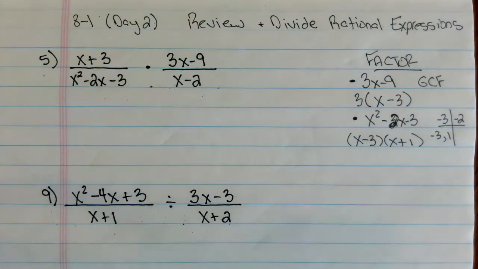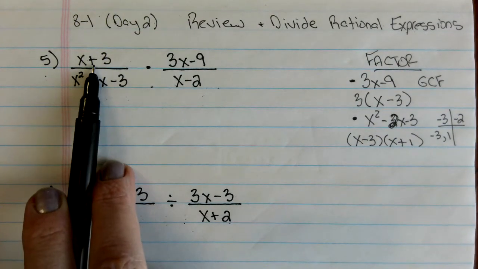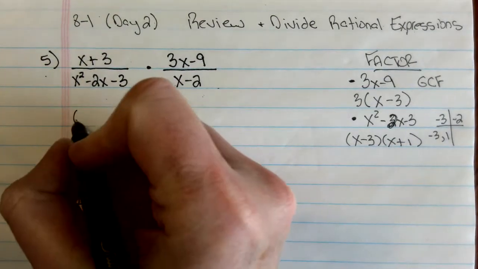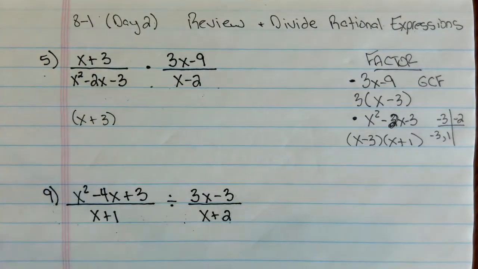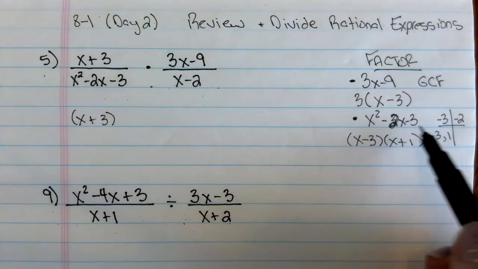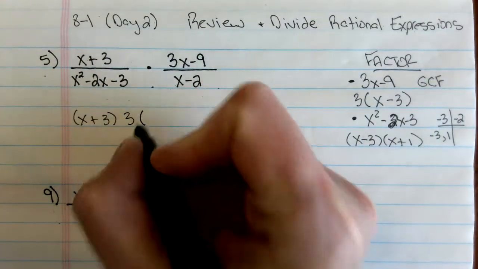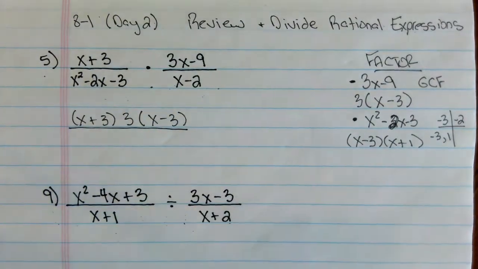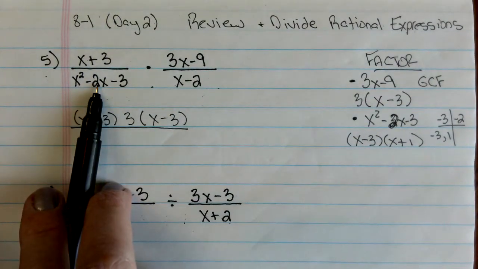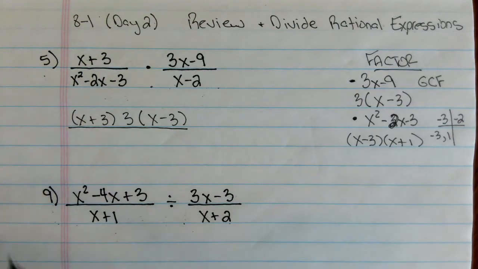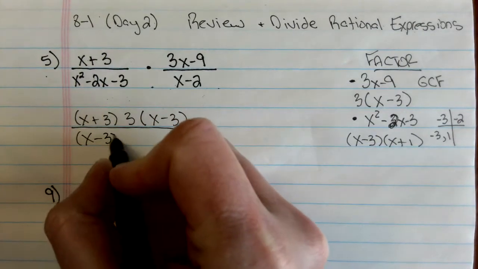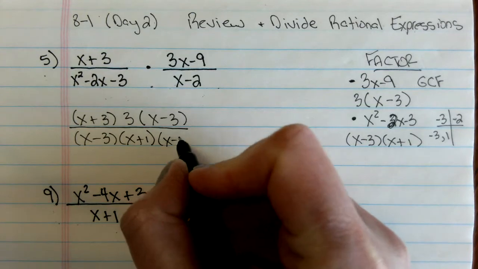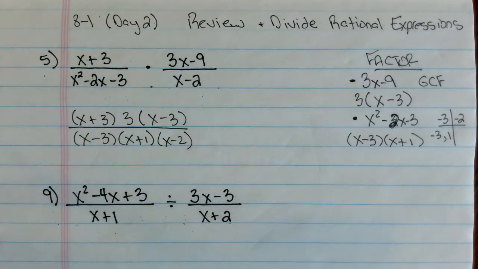Now that I have everything factored, I'm going to substitute it in. And remember, we multiply our fractions straight across. So that top x plus 3 gets rewritten. 3x minus 9 gets rewritten as 3 times parenthesis x minus 3. This bottom left denominator, that's the one that we factored down as x minus 3, x plus 1. And then that x minus 2, bottom right, just gets written down.